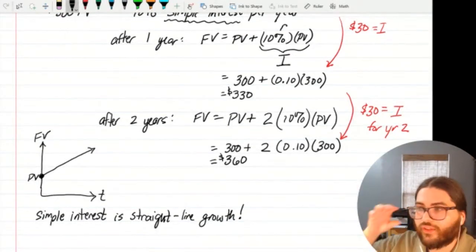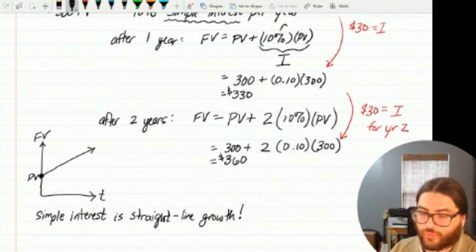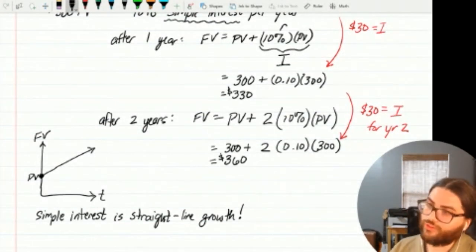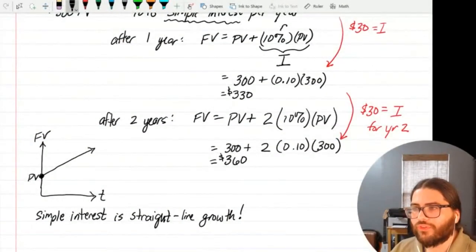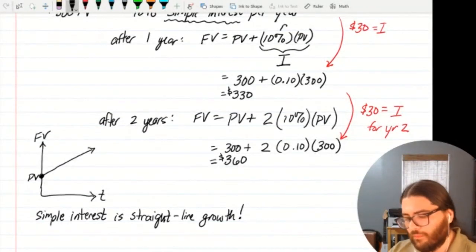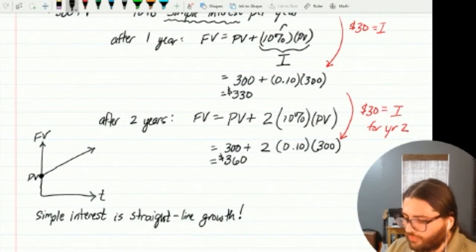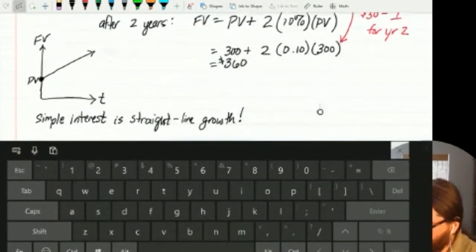Not super realistic. Like I said, your credit cards don't work this way. Most of your bank accounts don't work this way. Bonds do work this way, and in a kind of weird backwards way. We'll see bonds a little bit later. But simple interest is a straight line growth. And so let's write the actual formula for growth with simple interest.